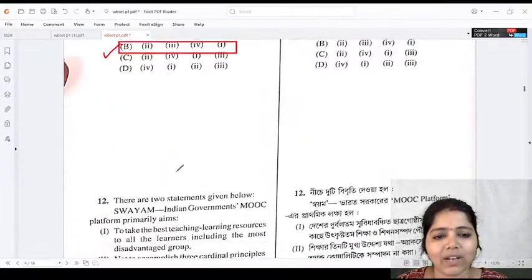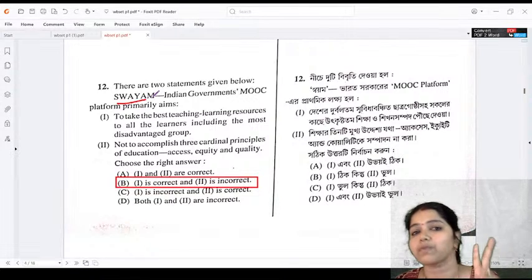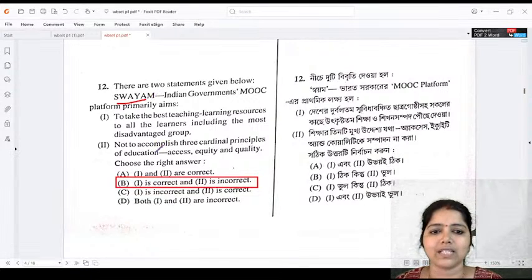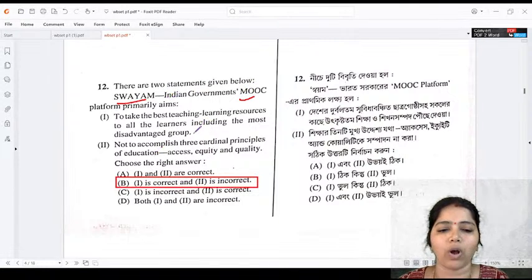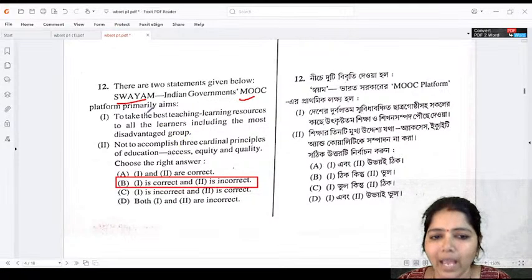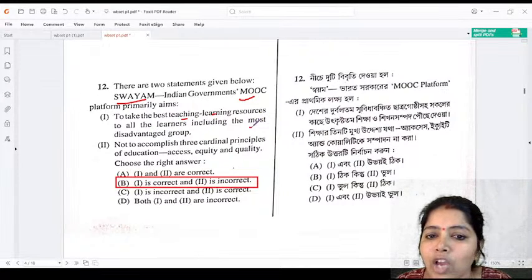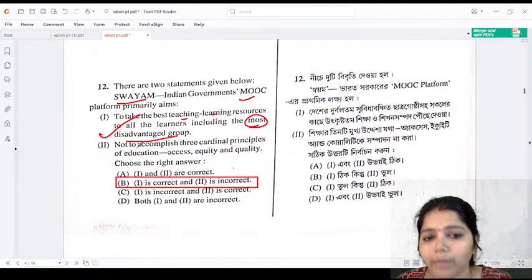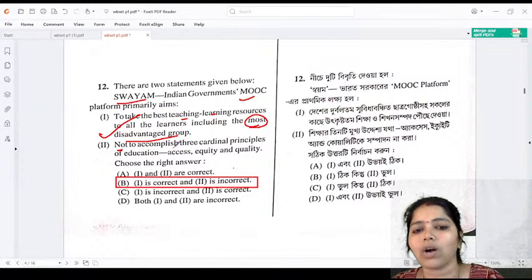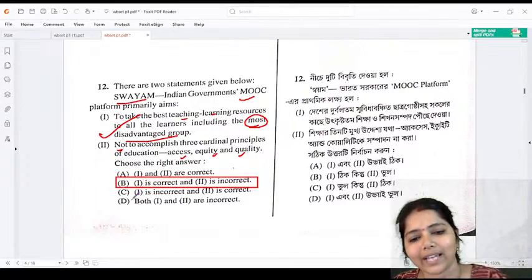Okay. Yes. Next one. A very interesting Swayam question has been asked, right? We have two questions from Swayam and Swayam Prabha. This is one question. Swayam is the MOOC platform, Massive Open Online Course platform, which aims to take the best teaching-learning process to all the learners, including the most disadvantaged group. Yes, it is right. It is to accomplish, they have given not 'to', but it is to accomplish the three cardinal principles of access, equity, and equality. So option 1 is right, option 2 is incorrect.